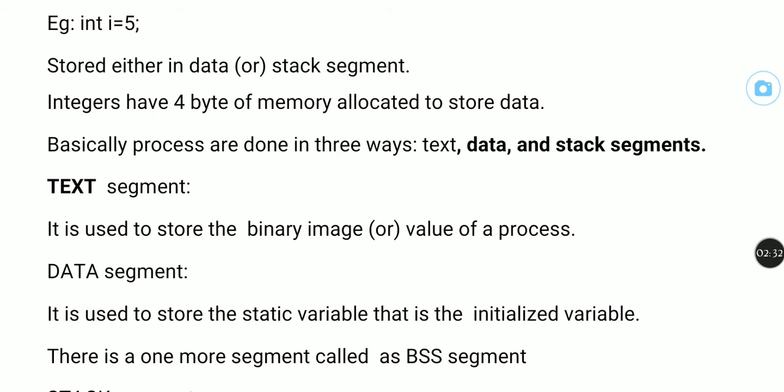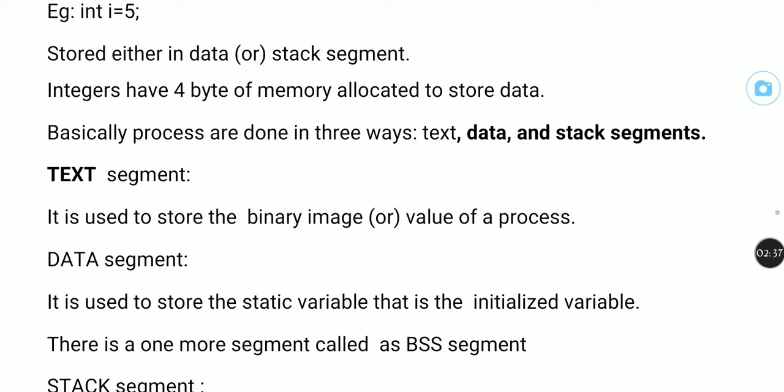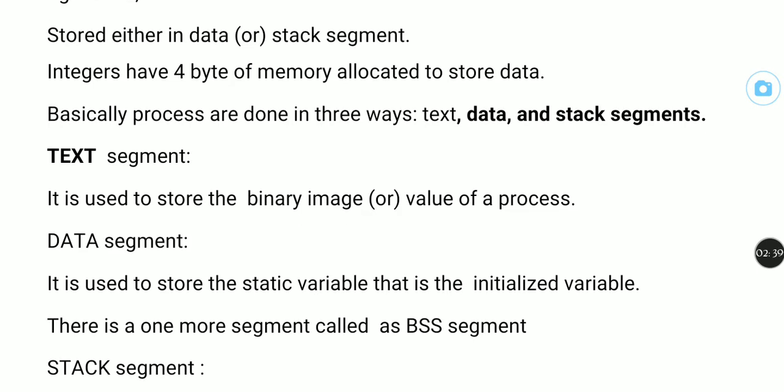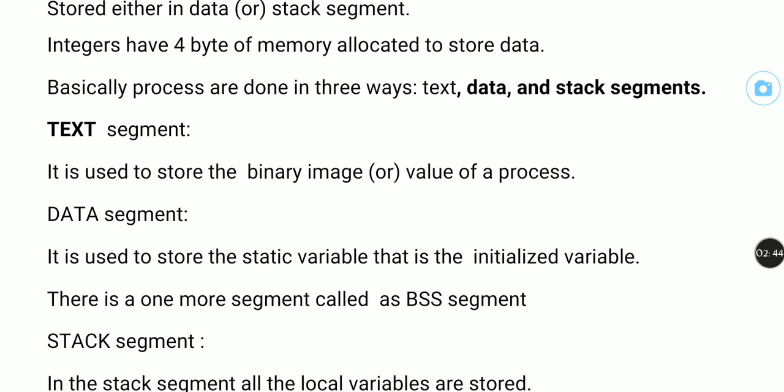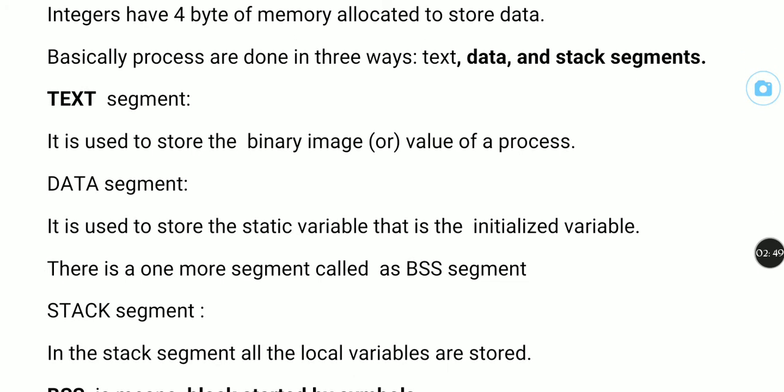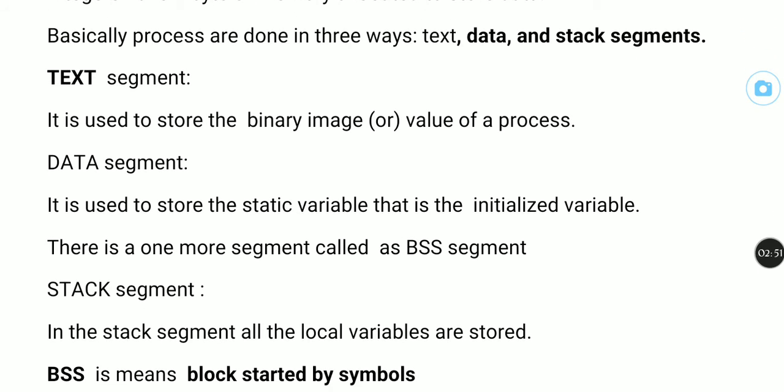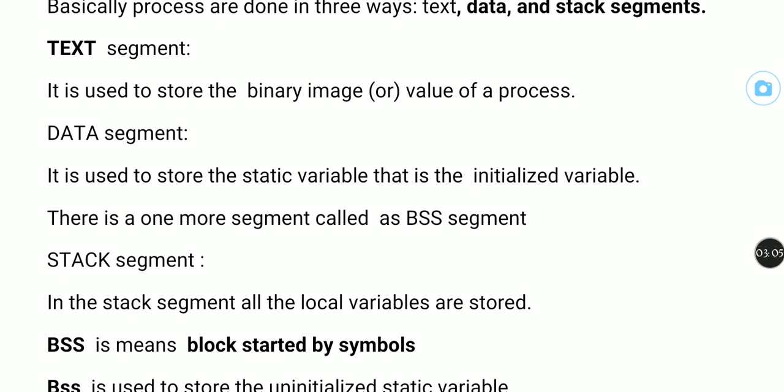The register variable can store the value in the CPU register. Other than the register variable, static and extern variables store the data in the data segment. Then an auto variable stores the data in the stack segment. For example, we can see the text segment first. It is used to store the binary image or value of a process.